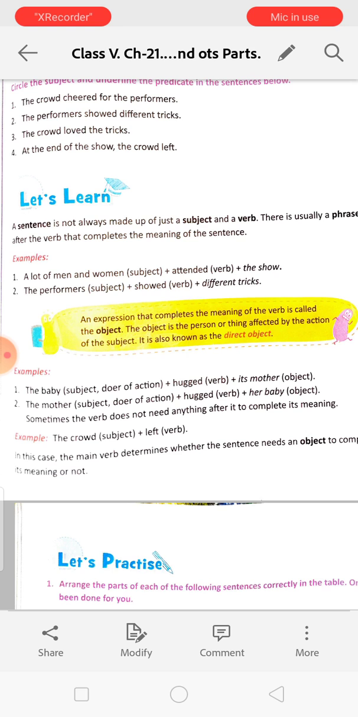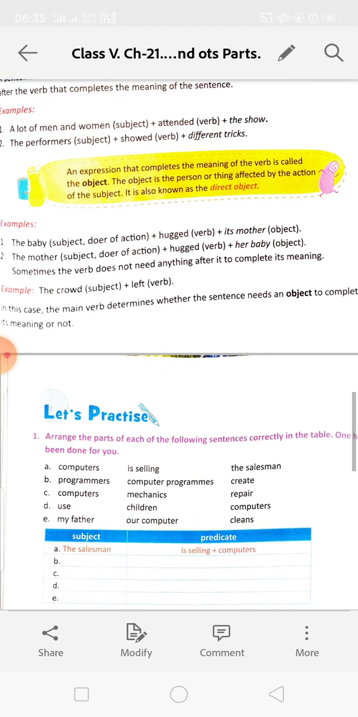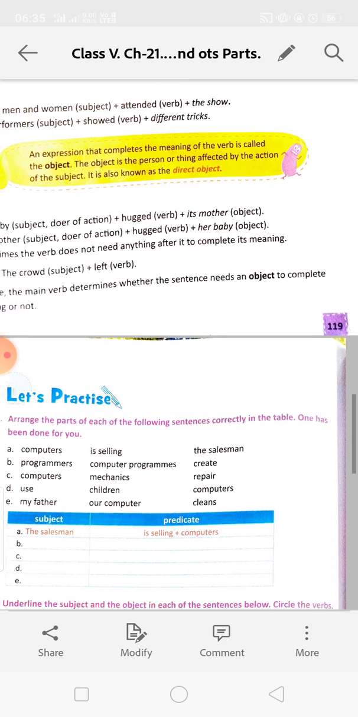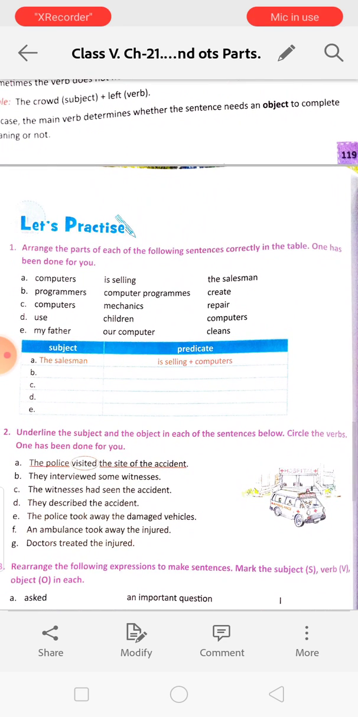So, the main verb determines whether the sentence needs an object or not to complete the meaning. Okay. Arrange the parts of each of the following sentences correctly in the table. One has been done for you. Computers is selling the salesman. So, the salesman is the subject, is selling is the verb, and computers. It is the predicate.